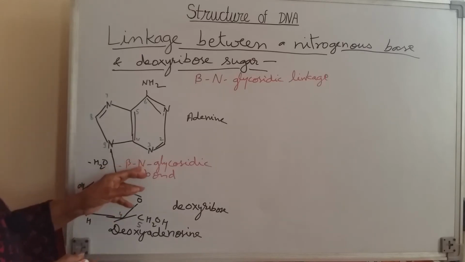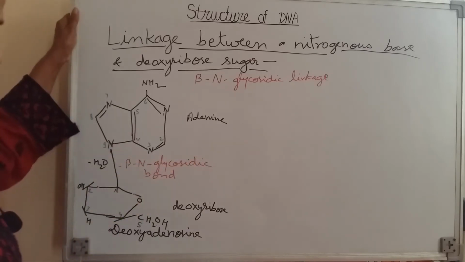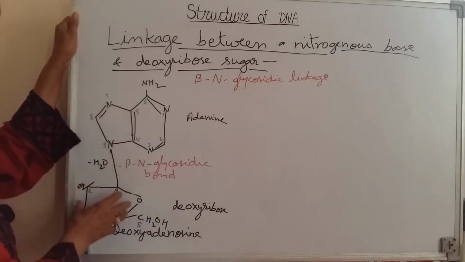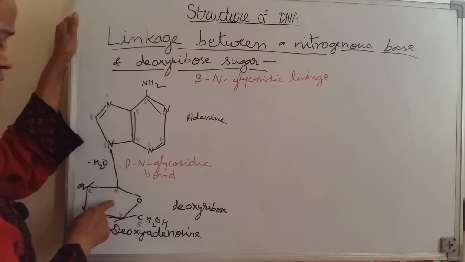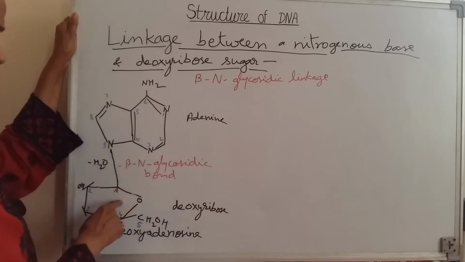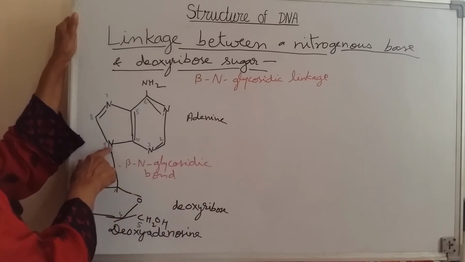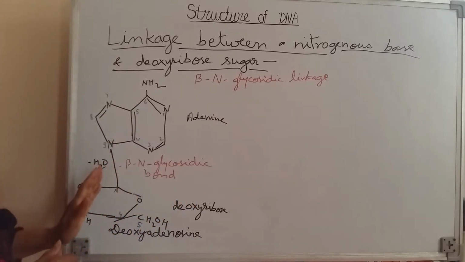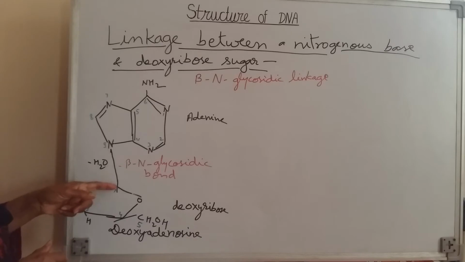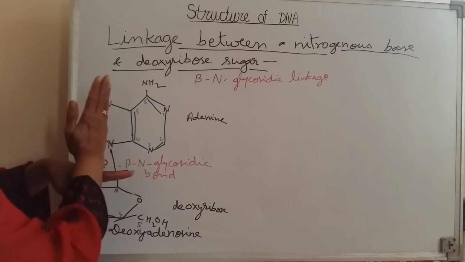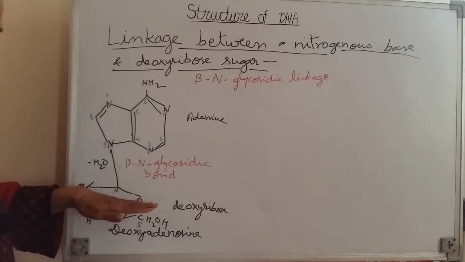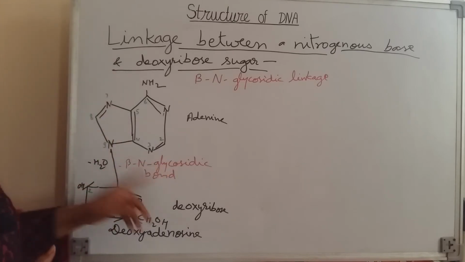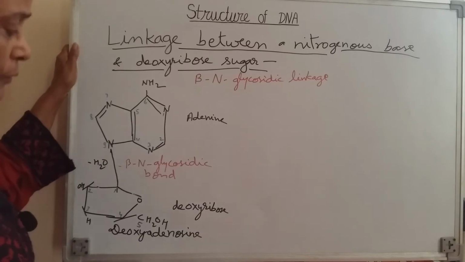The linkage is beta and glycosidic bond, because if a bond is formed between a molecule and a sugar, then it is glycosidic. Here it is sugar, so it is glycosidic. It combines with the nitrogen of this compound, so it is N-glycosidic. And beta, because the OH attached with the C1 of sugar is above the plane of the sugar. Suppose this is the plane of the sugar, then OH lies here above it. So it is called beta N-glycosidic linkage or bond.